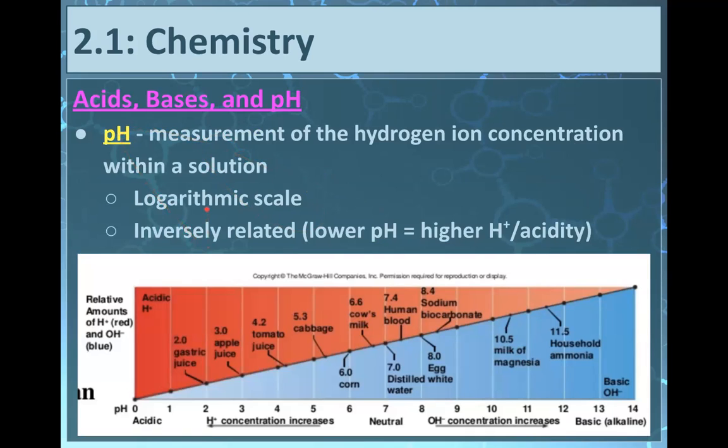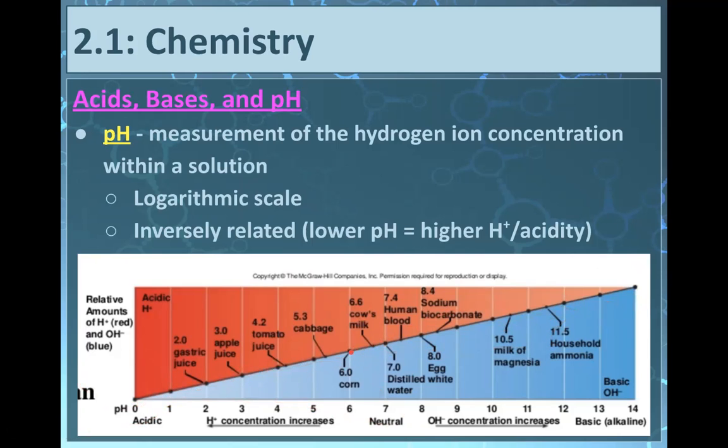It's a logarithmic scale. So if we have 6.0 and 7.0, that means that to go from here to here, this is 10 times less acidic. Right, so the more acidic things are going to have a lower pH. The less acidic things are going to have the higher pH. This is going to be the basic side. This is going to be the acidic side. And the lower the pH, the more acidic it is. The higher the pH, the more basic it is.